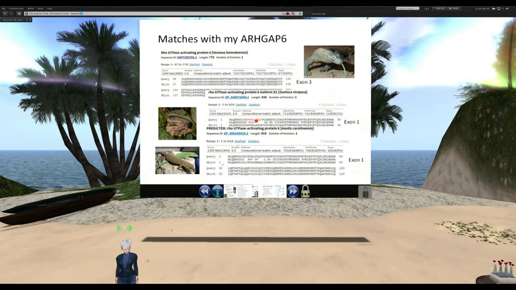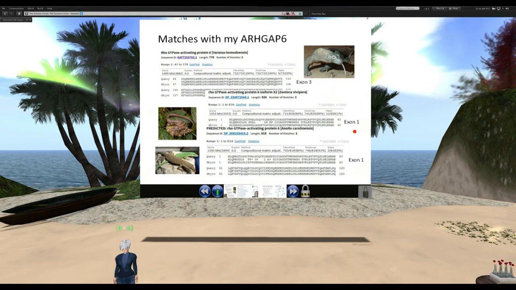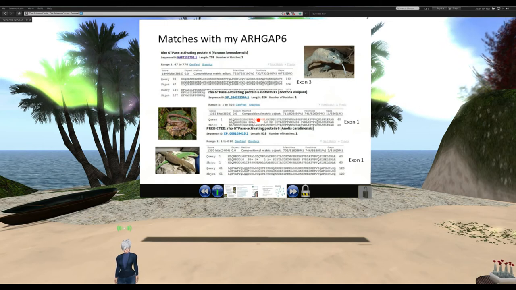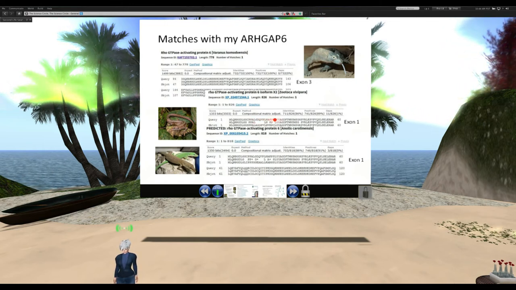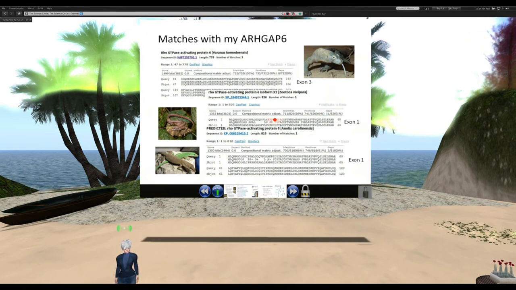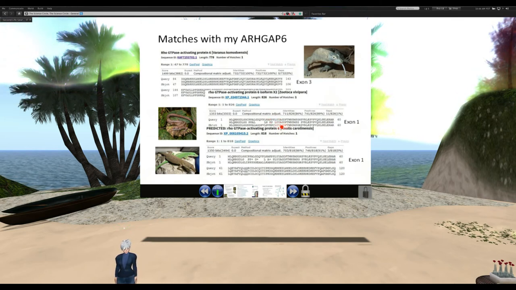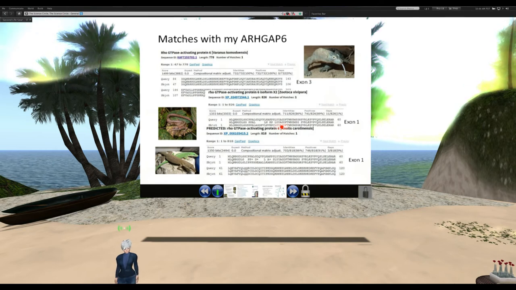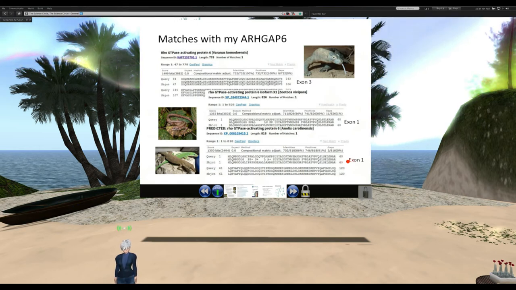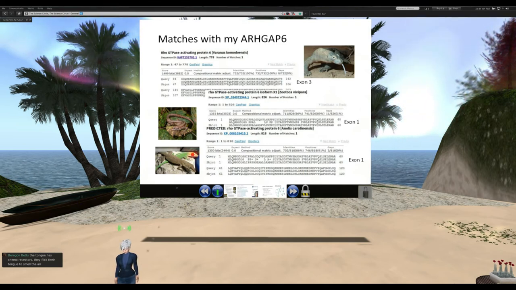But I did find matches to exon 1 in two other lizards, or these are the two that I picked up. So exon 1 is here, exon 2 starts about here, and then their exon 2 ends about here and goes into the next, let's see, where is it? Well, it's in here somewhere. Goes into the third exon. And the same thing is true in this lizard. So this is the viviparous lizard, Zootoca vivipara, and this is the green anole.